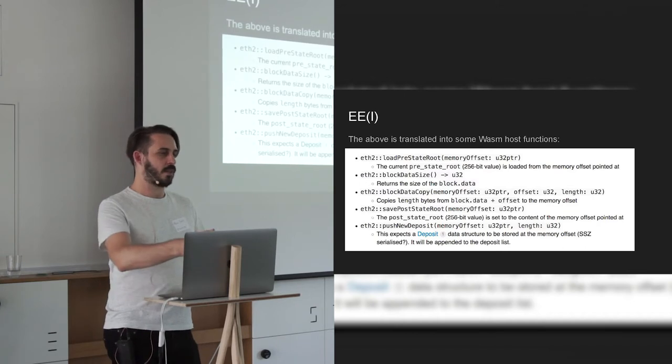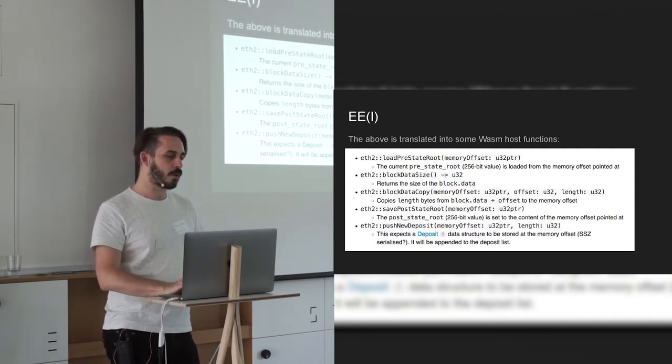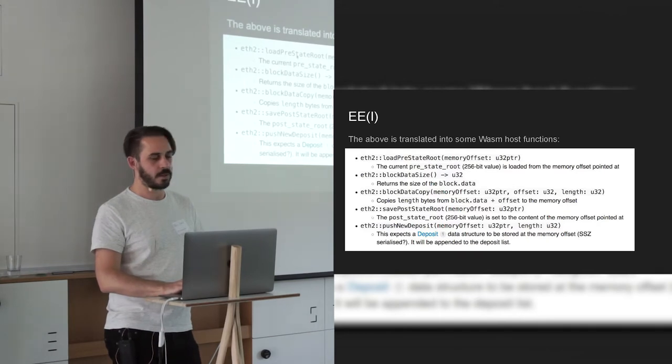And this is basically what it looks like if translated into Wasm host functions. E2 here is just the namespace. Load pre-state root is the host function name. And these are the parameters.